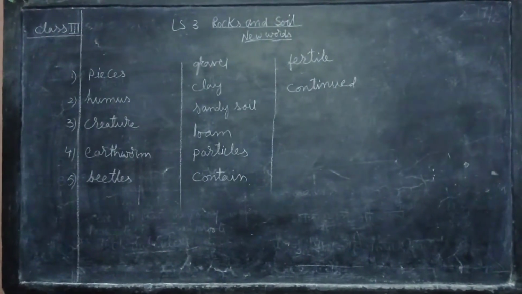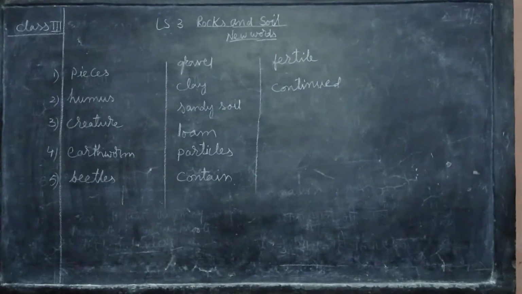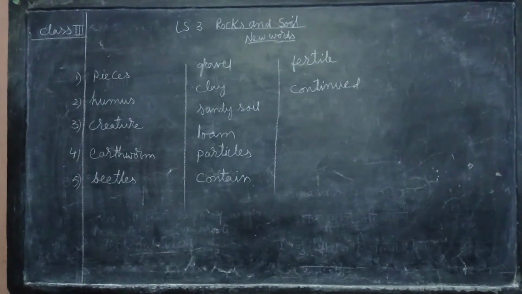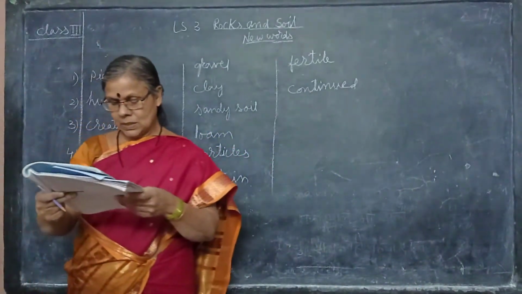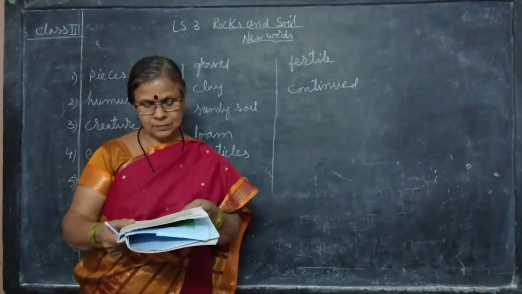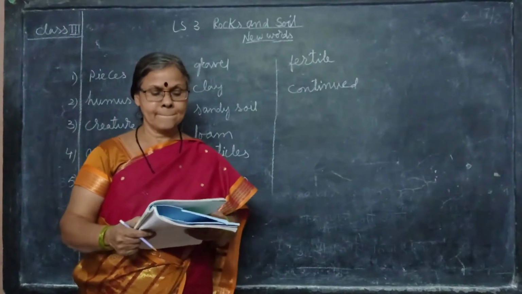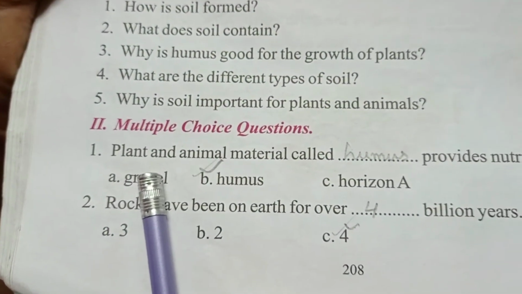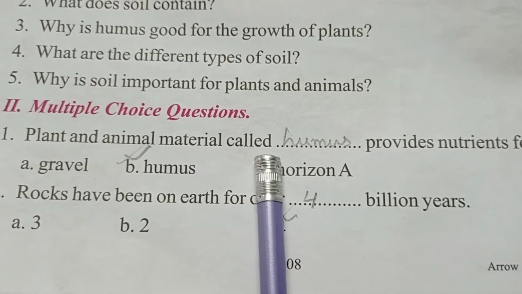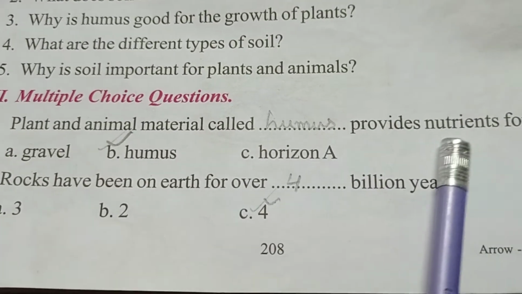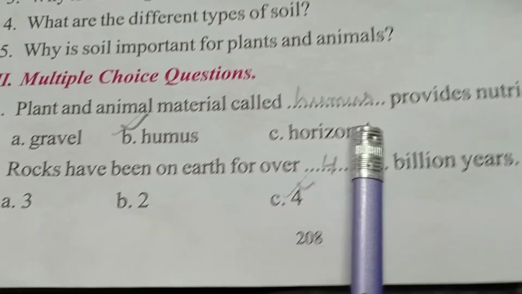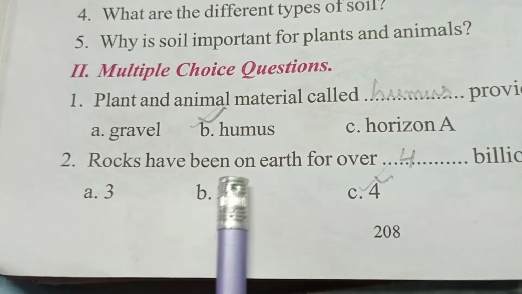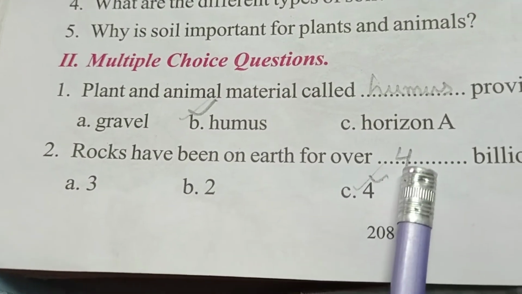First you have to write the objective type in the textbook. Please open the textbook, page number 208, multiple choice questions. First one, plant and animal material called humus provides nutrients for soil. B is the correct one. Answer, you can write B here. Then second is, rocks have been on earth for 4 billion years.